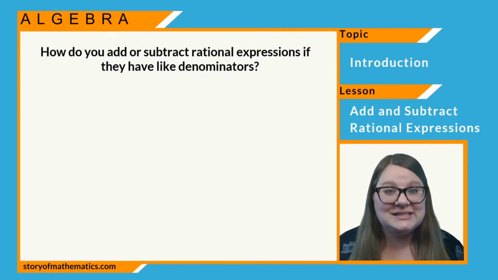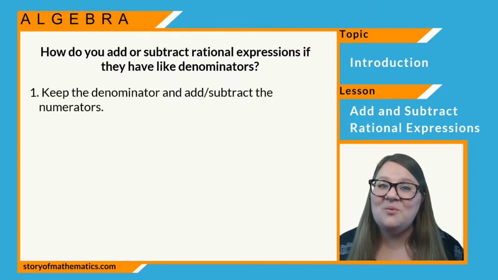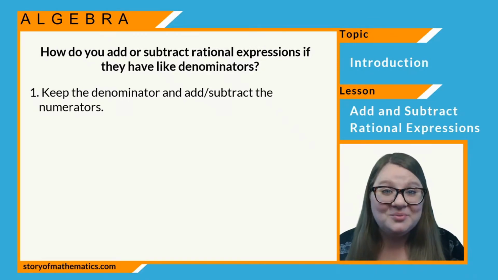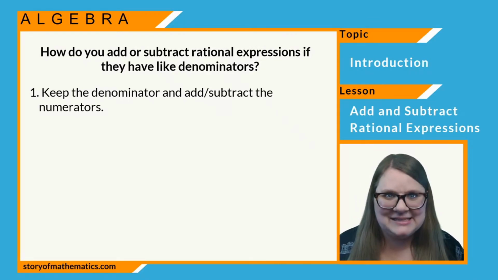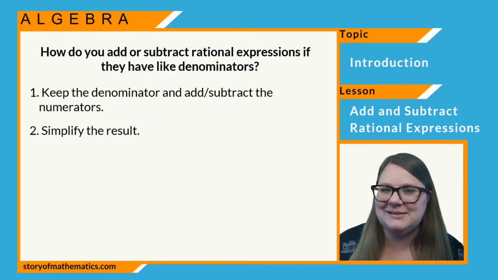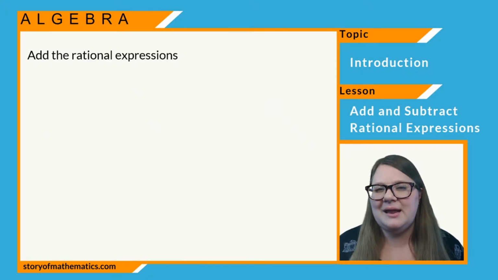So how do we add and subtract these then? Well, if they have the same denominator, then we'll keep that denominator and we'll either add or subtract the numerators based on what the problem is asking us to do. And then when we have that together, we'll simplify the resulting answer. Let's jump into an example.